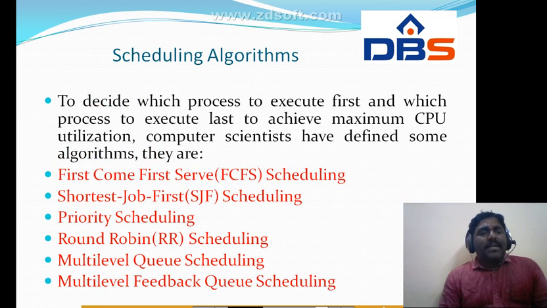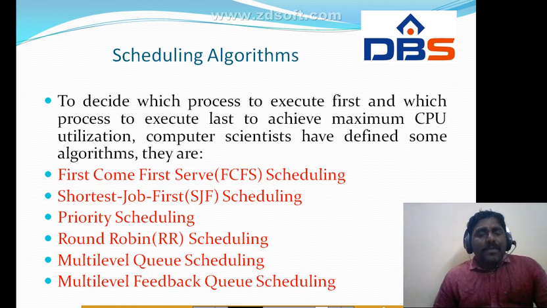Let us talk about the scheduling algorithms. Generally there are only 4 basic scheduling algorithms: FCFS, SJF, priority, and round robin. The next two are multi-level queue and multi-level feedback. As far as scheduling algorithms are concerned, there are majorly 4 only: FCFS, SJF, priority, round robin.